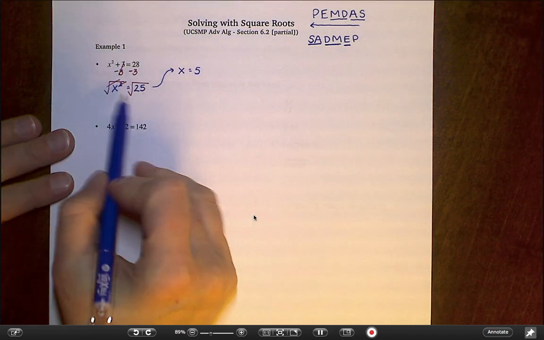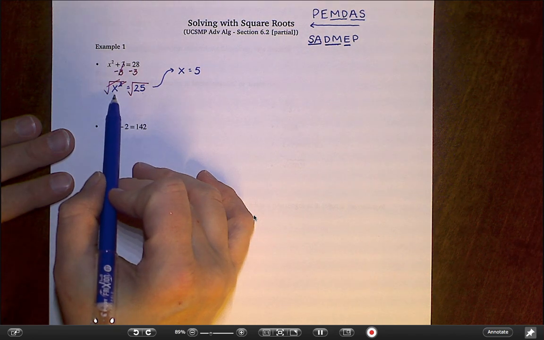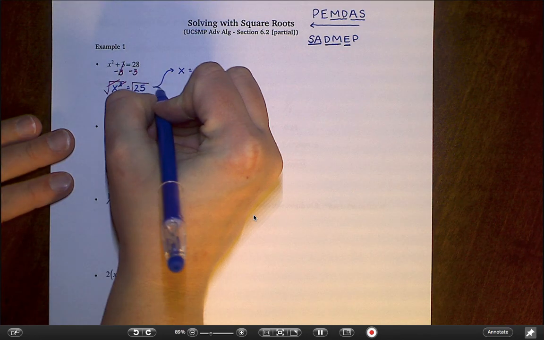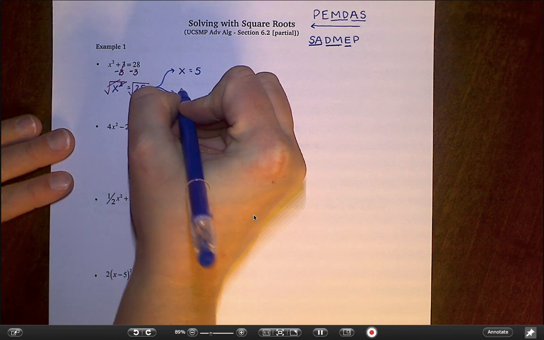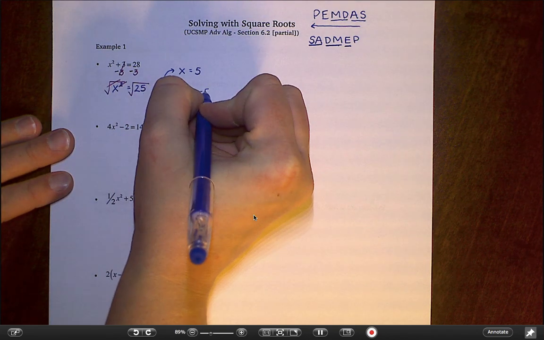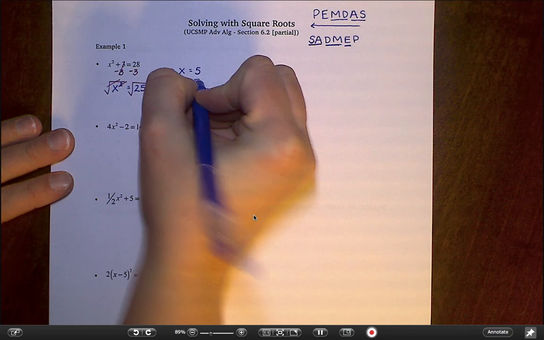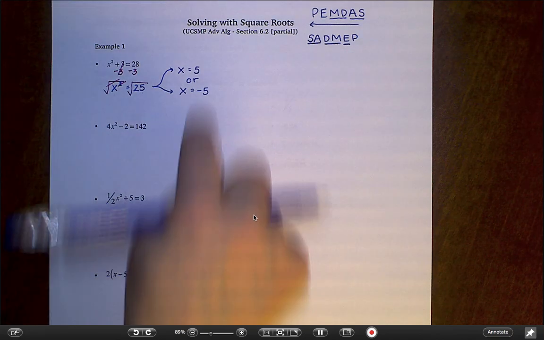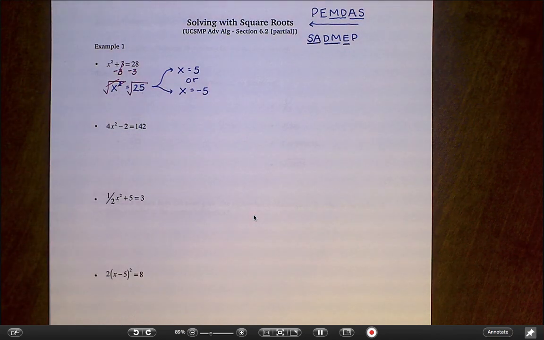But keep in mind that if I took the number -5 and squared it, I would also get 25. So I have to include the possibility that x could also be -5. And so to get this question right, you have to have both of these answers. You have to have x equals 5 or x equals -5. If you're missing one of those two, you will not get full credit, because there's two possible solutions to these problems.